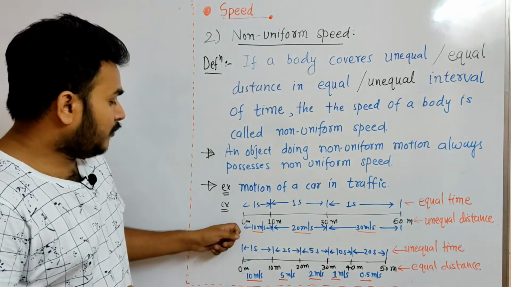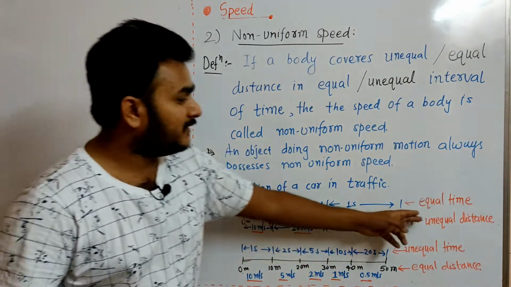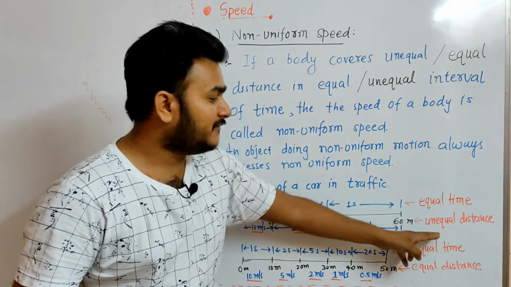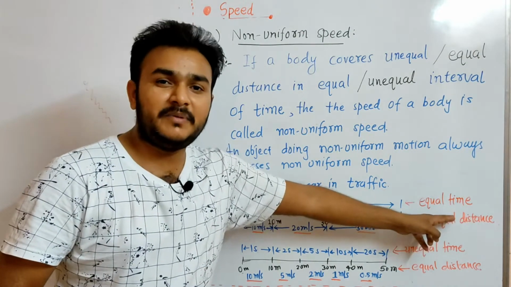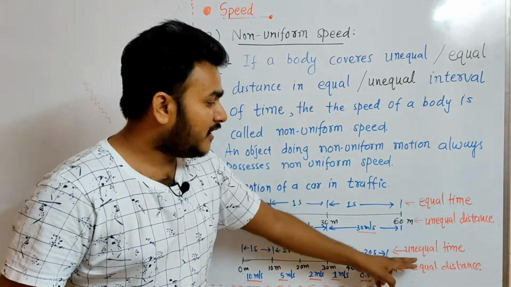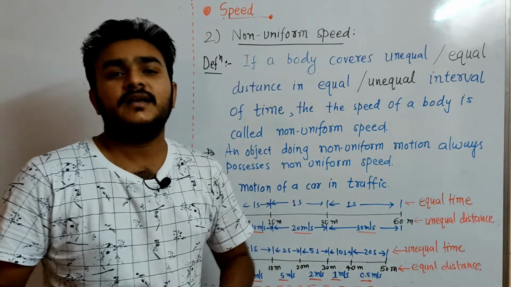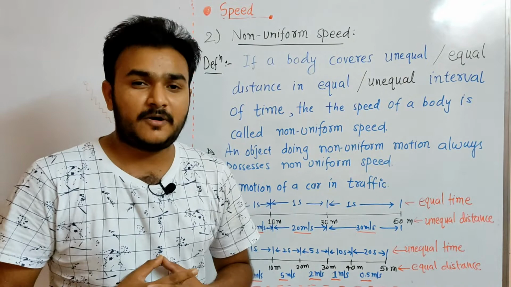Now look at these two examples. I have explained two terminologies: equal time with unequal distance, again it will be a non-uniform speed, and unequal time in equal distance, again there will be a non-uniform speed.